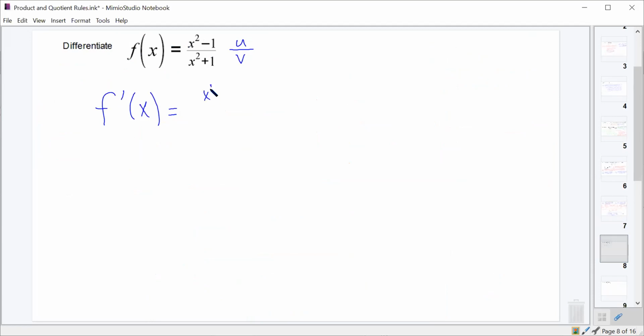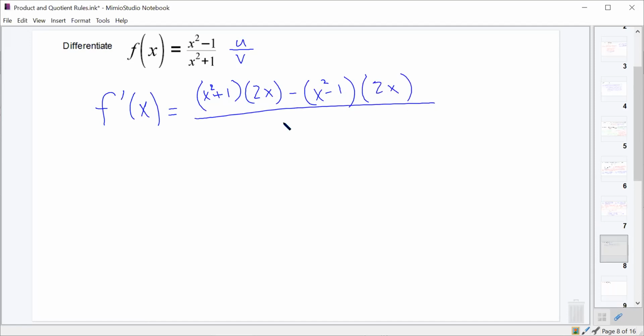v. And what is the second part of the quotient rule? v times the derivative of u, which is 2x, minus u times the derivative of v, which is again 2x, all over v squared.